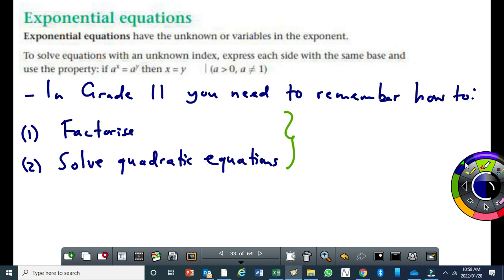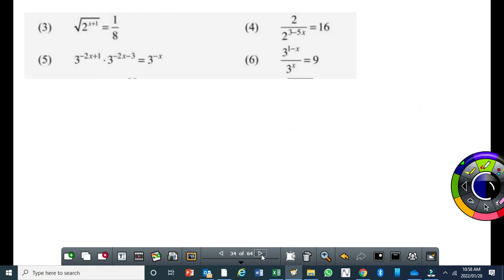Okay, so let's do some examples. We'll start with easy ones, then we move on to more complex. So let's start with number 3 there. When you have the square root of 2 to the power of x plus 1 is equal to 1 over 8.